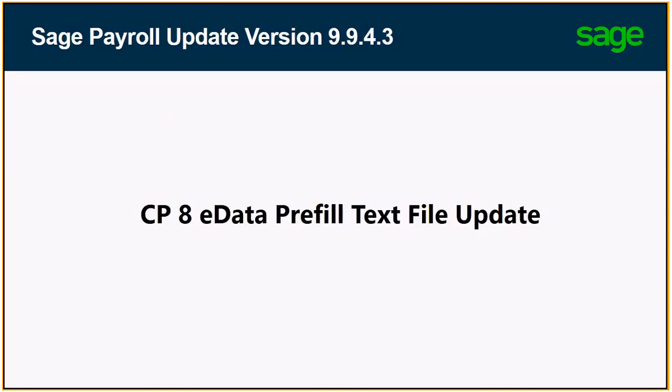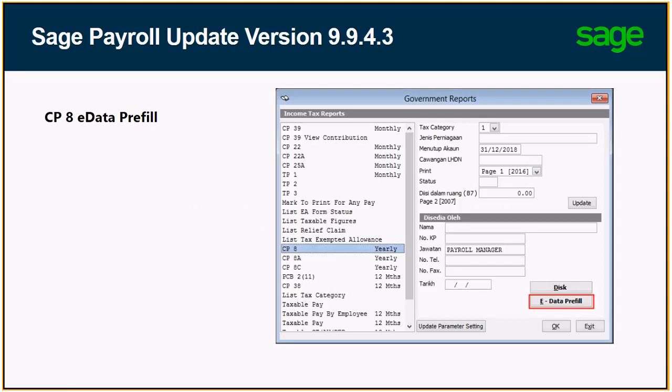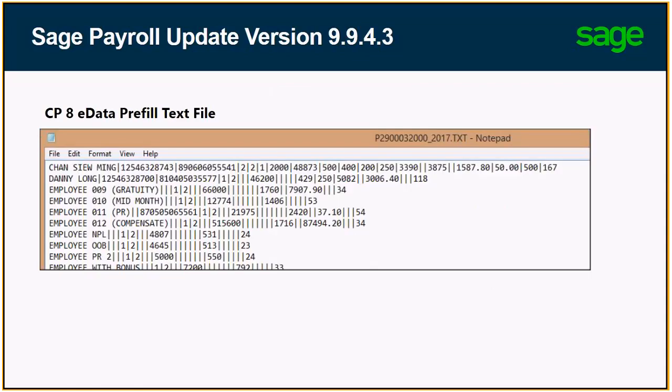Next, in version 9.9.4.3, although the main two features are meant for EIS, we also received changes on the CP8 e-Data pre-filled text file format. There are some changes, so we also include the update. Go to the CP e-Data pre-fill under the government reports. You click on e-Data pre-fill. Now you will see the latest version following the latest format given by the government.